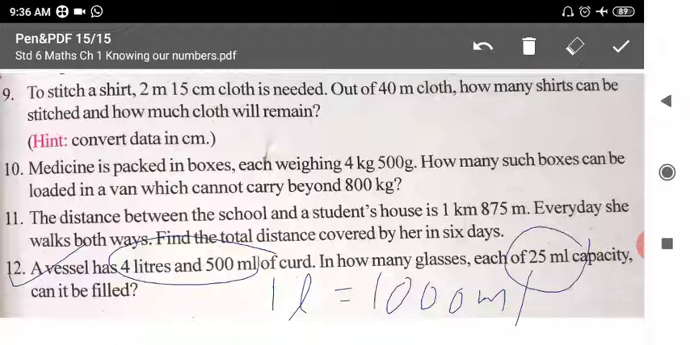The vessel has 4 liters and 500 ml of curd. So 1 liter means 1000 ml, and 500 we will add. How many glasses, each of 25 ml capacity, can be filled? From this we have to make the 25 ml capacity glasses. So how many glasses can be filled from this much curd? First of all, we have to convert this 4 liters 500 ml into milliliter, because here 1 glass's capacity is 25. So both units should be the same, then it is possible, otherwise not. So let's see the calculation here.